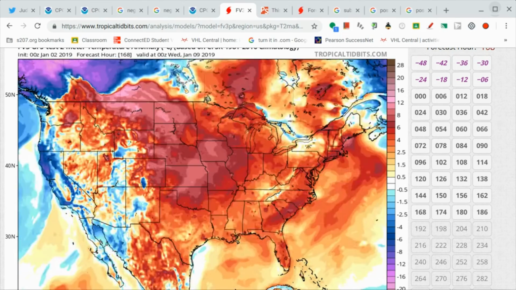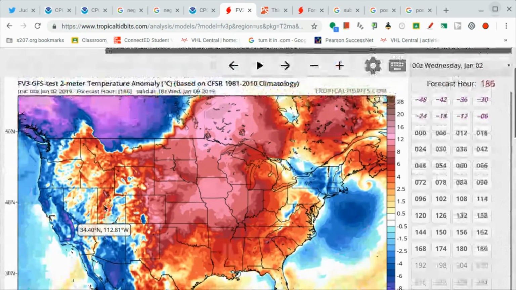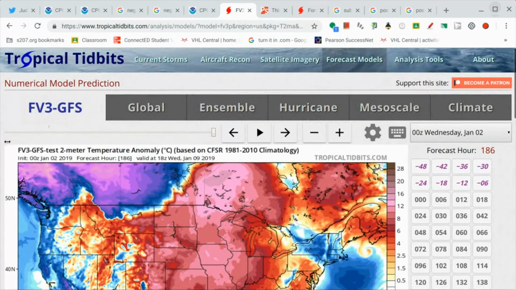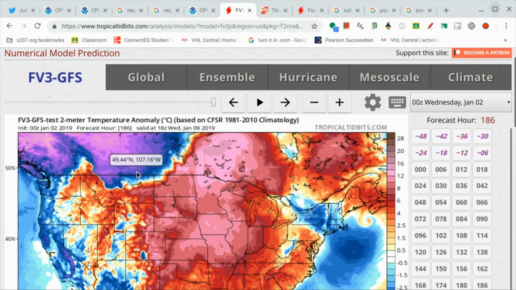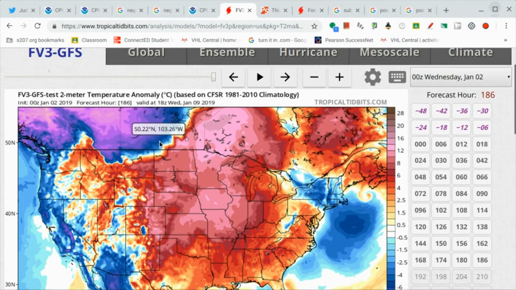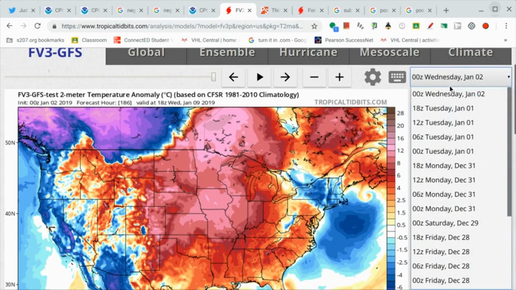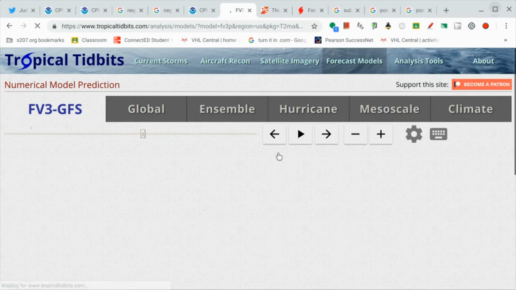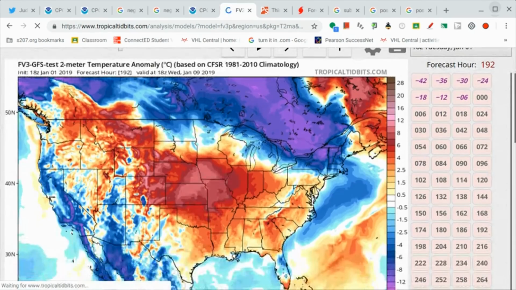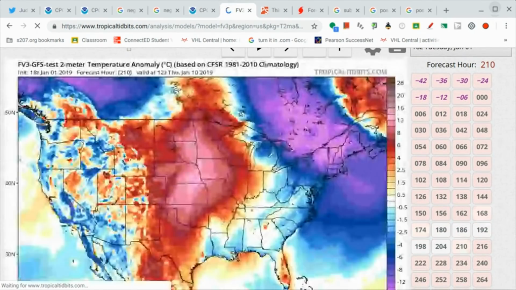This is probably the last push of warm weather before, again, you can see this is the latest FV3 GFS run, only goes out to 186. We could see some cooler air starting to rush in. If we go to the previous model runs, I think they did show some cooler air starting to make its way in towards the end of the forecasting period.